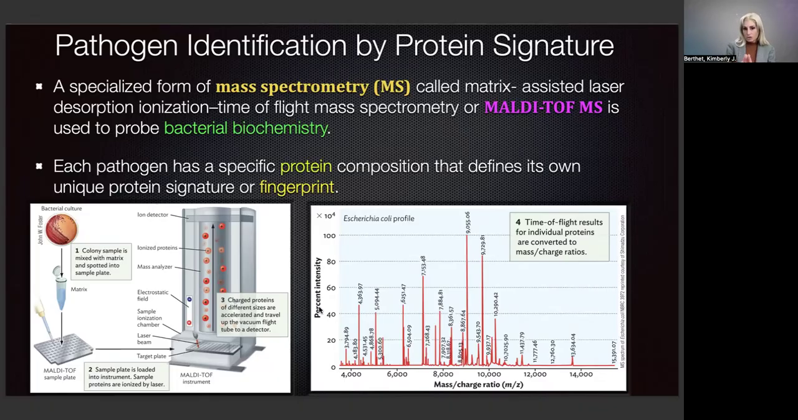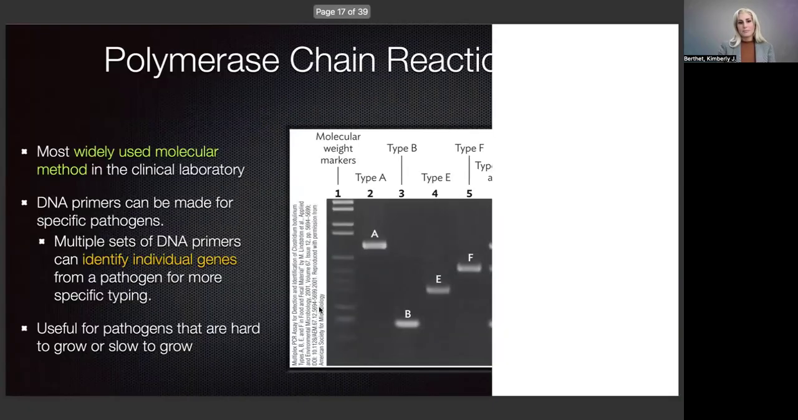So this image that we see here for E. coli is unique to E. coli. If we're looking at a different microorganism, they're going to have a different fingerprint, a different profile from MALDI-TOF MS. It's a great way to identify microorganisms.